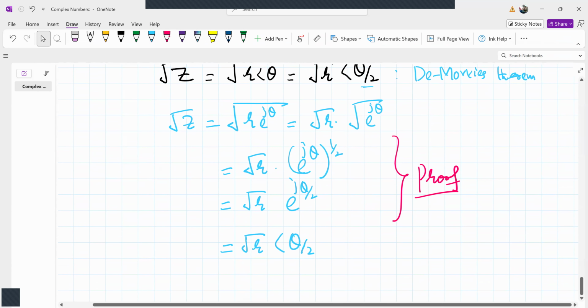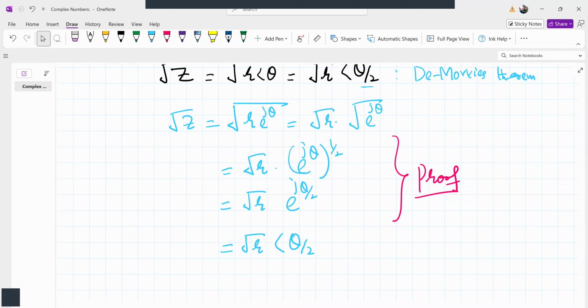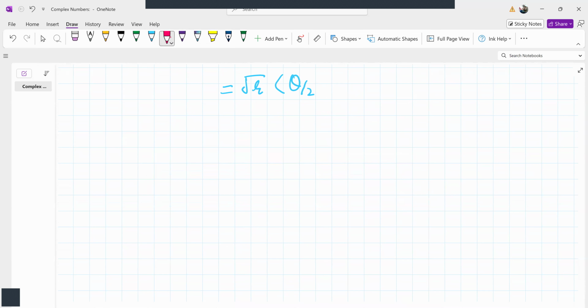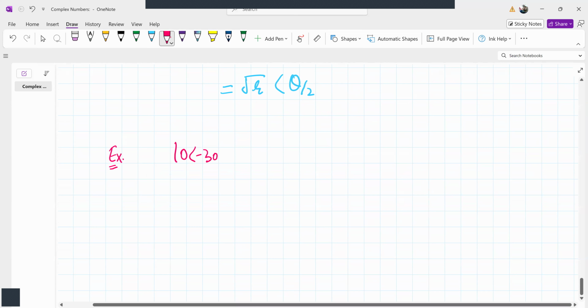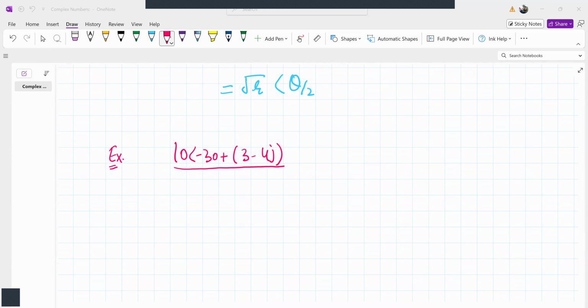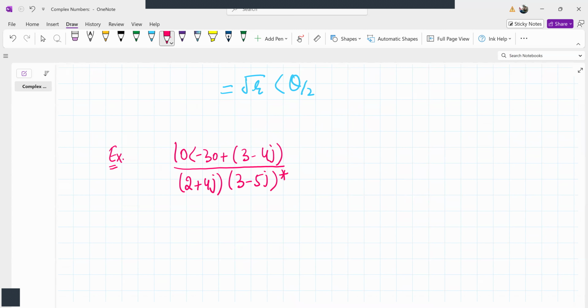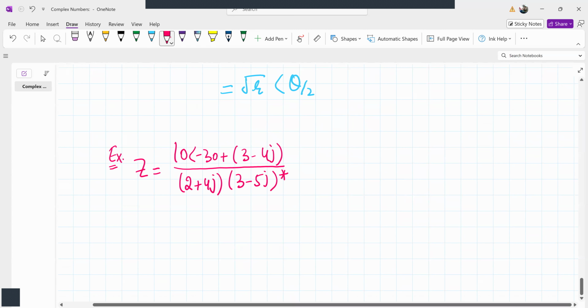All right, let's solve one simple example such that we understand these different types of operations. Let me take a very simple example of what we have learned so far. Let's consider a complex number. Let's suppose our complex number is z, which is 10 at an angle of minus 30 plus (3 minus 4j) divided by (2 plus 4j) and (3 minus 5j) conjugate. Star means conjugate. So this is our complex number. What will be z in simplified form?